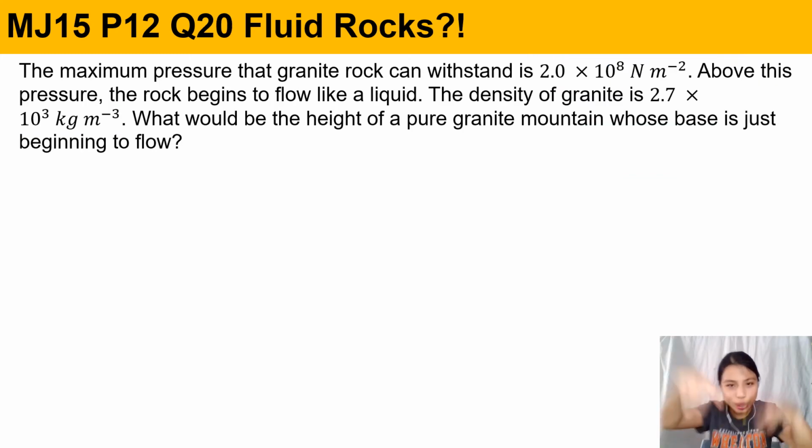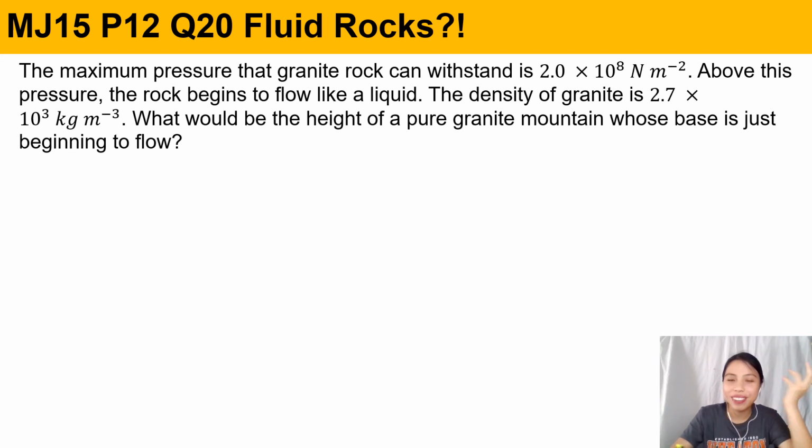This one, fluid rocks, I call it, because it's so cool when you think about it. Okay, let's read the question. The maximum pressure that granite rock can withstand is 2 times 10 to the 8. Above this pressure, your rock begins to flow like a liquid. The density of granite is that given. What will be the height of a granite mountain whose base is beginning to flow?